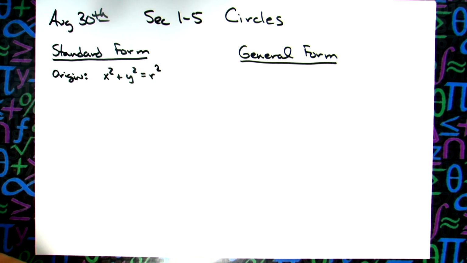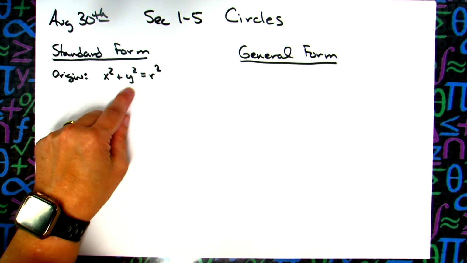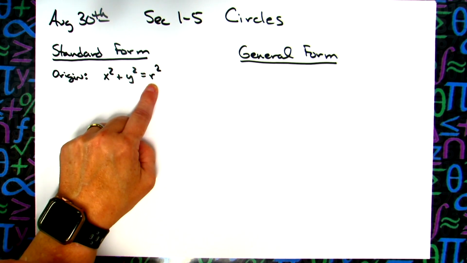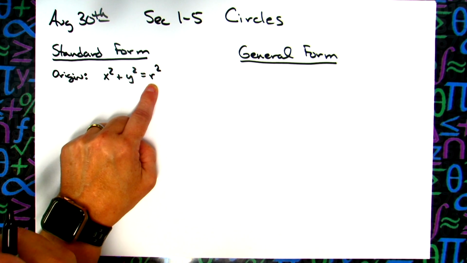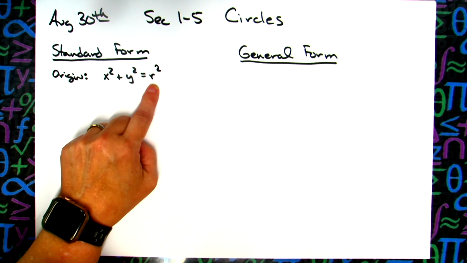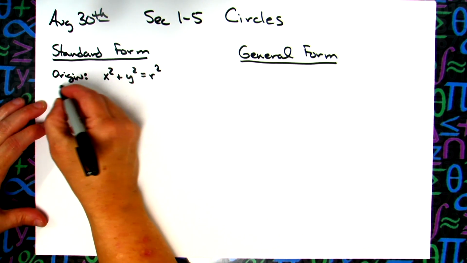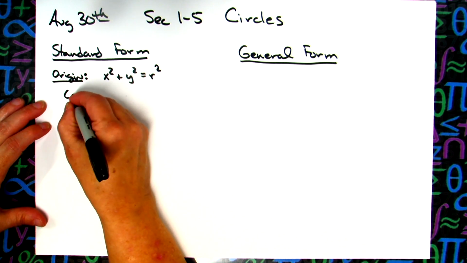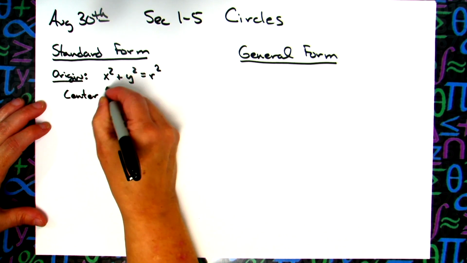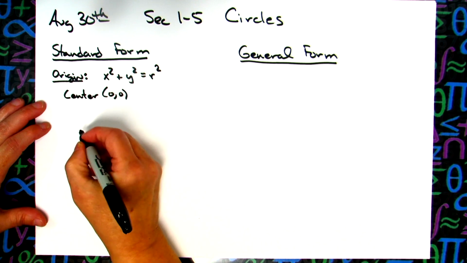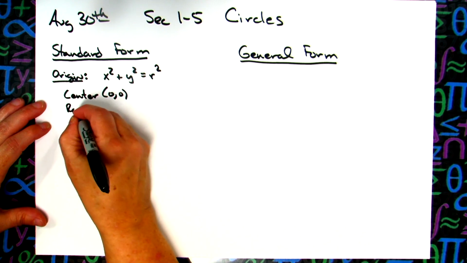Just like we saw last week, it's got an x squared, it's got a y squared, and then this number is going to be whatever the radius is squared. So if that number was a 9, then the radius would be 3. Our center, I said, was at the origin, which is the ordered pair (0, 0), and then our radius is r.